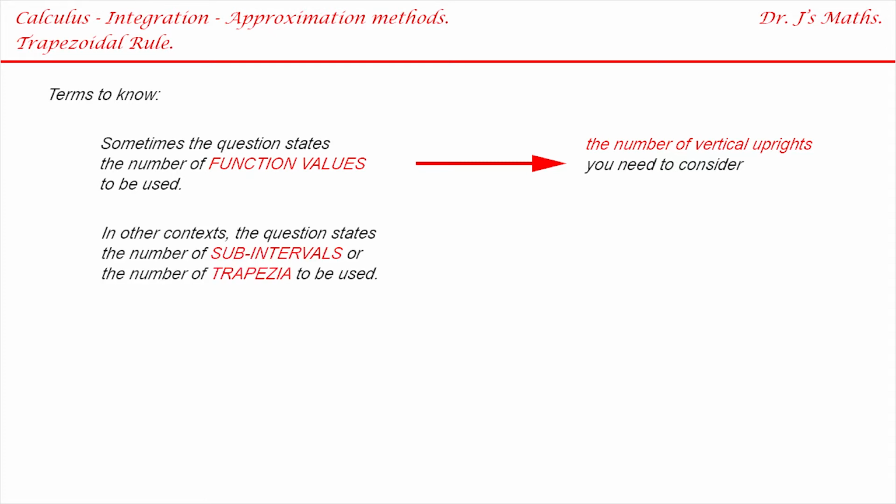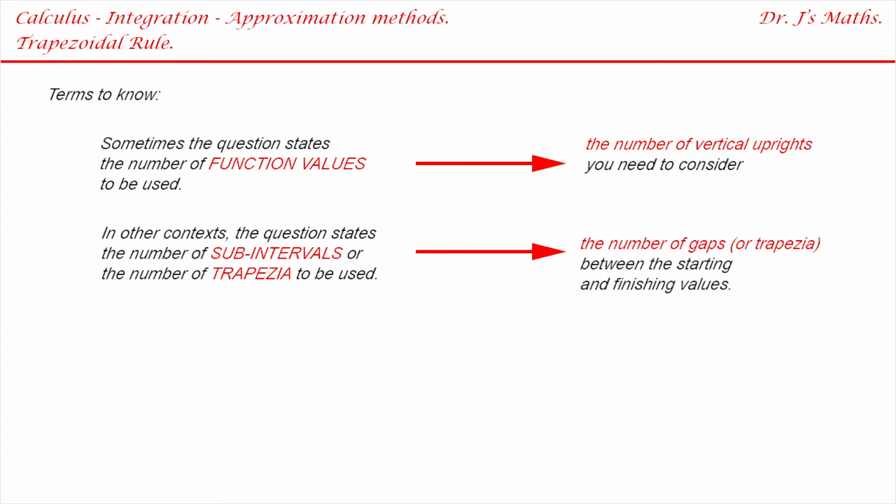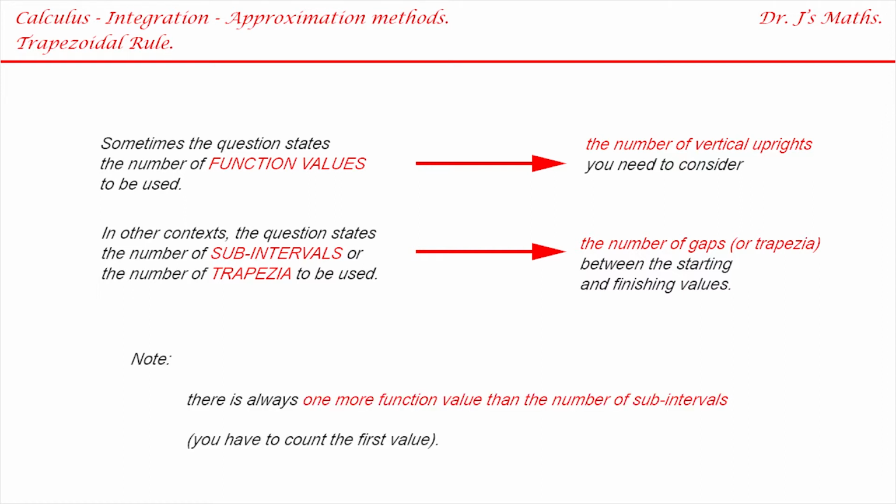The other way that they can state the question is in terms of the number of subintervals or the number of trapezia to be used. And this is really the number of gaps or the number of trapezium between the starting and finishing values. Note that there is always one more function value than the number of subintervals because we have to count the first value.